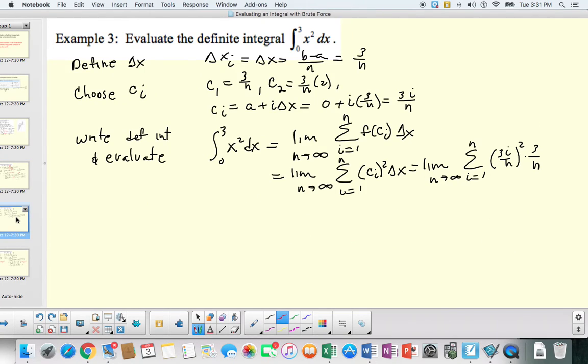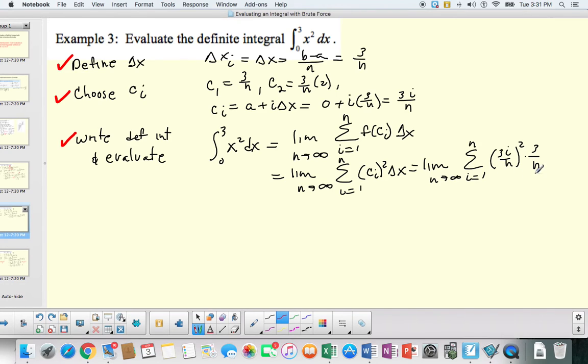Okay, now we're going to do it by evaluating another integral. Notice that this is going to be a quadratic, but I start the same. I have to define delta x, which is 3 over n. I've got to choose my c sub I. Since I'm starting at 0, this will be 3I over n. And now I'm going to write my definite integral. Here's the standard form. Here's my function, which is squaring. And then when I substitute, I get here.